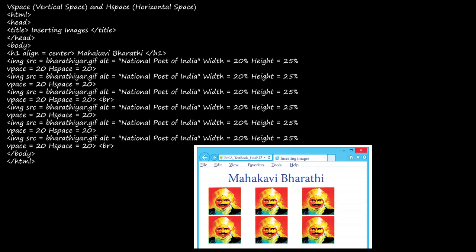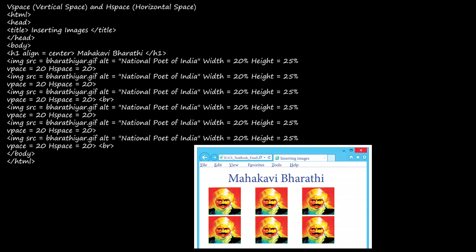First, inside the body tag, they have given a heading, and then the image source and alternative text, and width 20%, height 25%, and v space and h space 20. The same thing they have given six times. So you will get the image six times with a width of 20%, height of 25%, and the vertical space will be 20 and horizontal space will be 20. Let's see the output of this. The output will be displayed like this. So you are clear about alt, width and height, v space and h space.